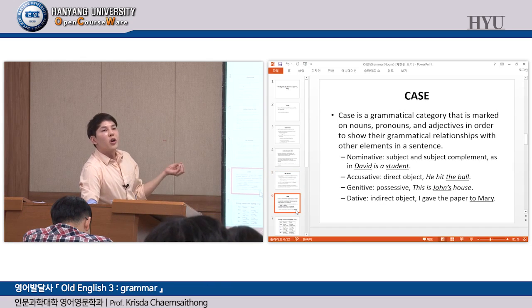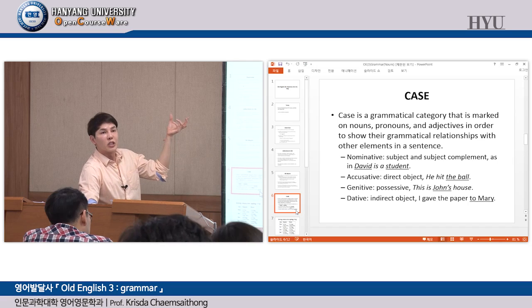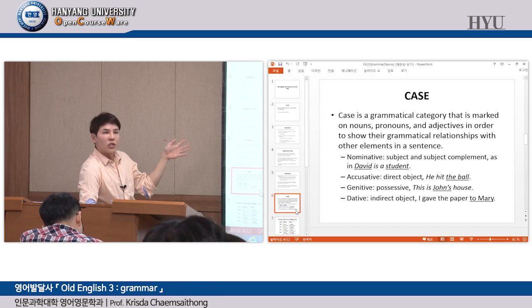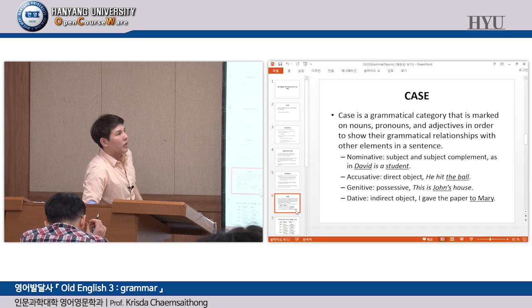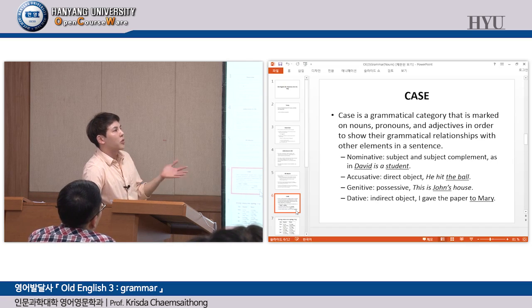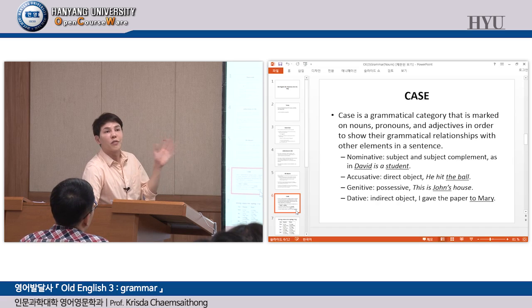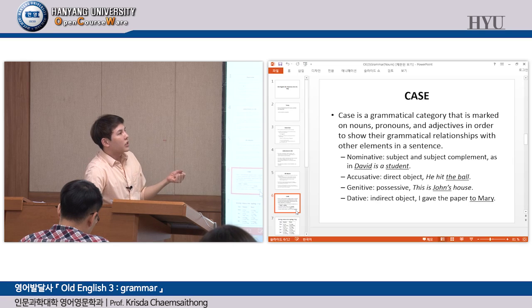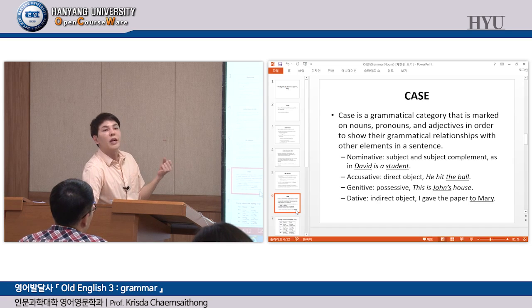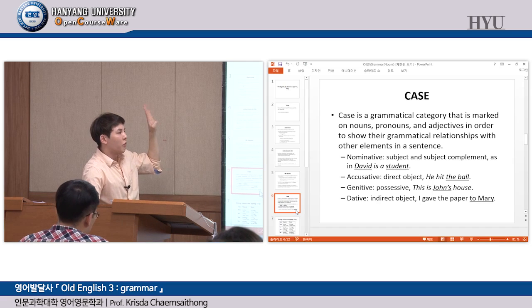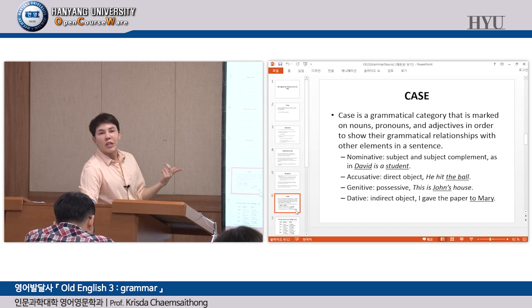Now, we know that nouns show different cases, right? You need to know this. Case is the grammatical category that is marked on nouns, pronouns, and adjectives. So everything is marked for case and gender and number. But when we talk about case, case shows grammatical relationships with other elements. So we have four major grammatical cases: nominative, accusative, genitive, and dative. And you need to know all of them. Nominative is subject and subject complement.